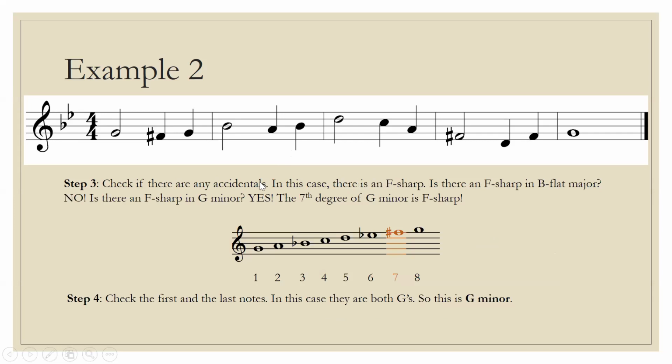Then we check if there are accidentals. If there were no accidentals, it probably would have been B flat major. But this does have accidentals, an F sharp. There are no F sharps in B flat major, but there is an F sharp in G minor, and that is the 7th note of the G minor scale. Our 4th step is to check the first and the last notes. The first note is a G, and the last note is a G. So we are definitely working with G minor.